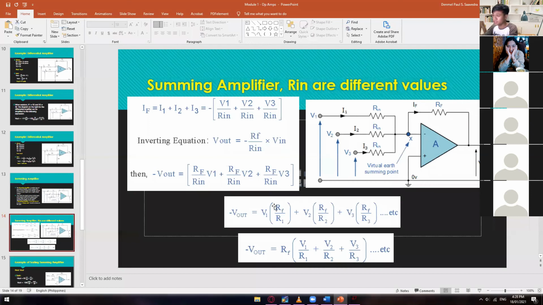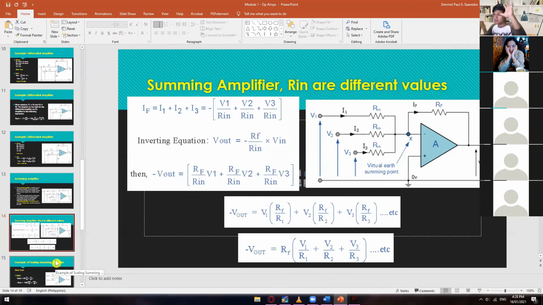By simplifying this further, you can arrive at a simpler formula, which we have here right now: RF times V1 divided by R1 plus V2 divided by R2 plus V3 divided by R3. And it says here, etc., if you have three or more inputs. So in a summing amplifier, you can have two inputs, three inputs, four inputs, or more. If there is only one input, then that is not a summing amplifier anymore. That is just an inverting amplifier.